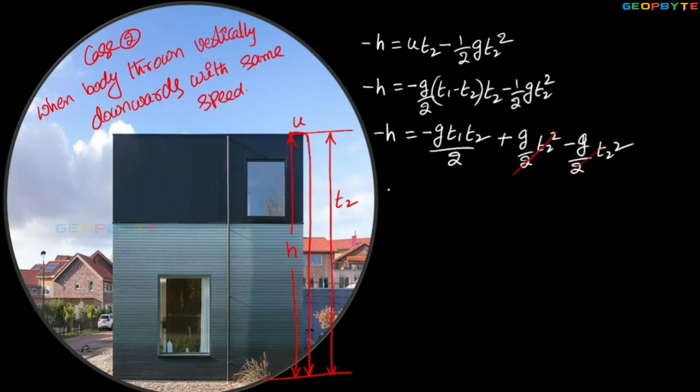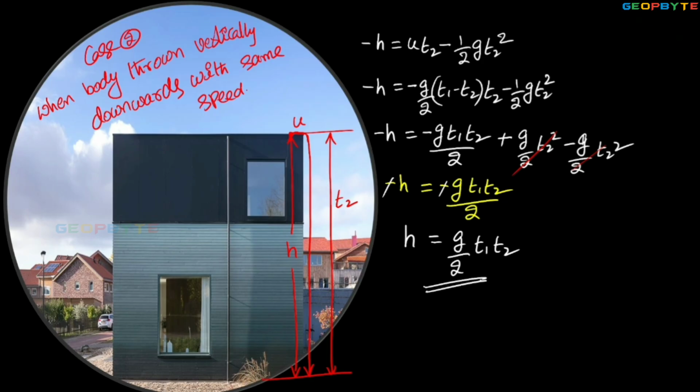Here g by 2 t2 square minus g by 2 t2 square cancelled. Finally it is minus h equal to minus g t1 t2 divided by 2. This negative sign is cancelled. Finally it is h equal to g by 2 into t1 t2. Okay, so that is the h value.